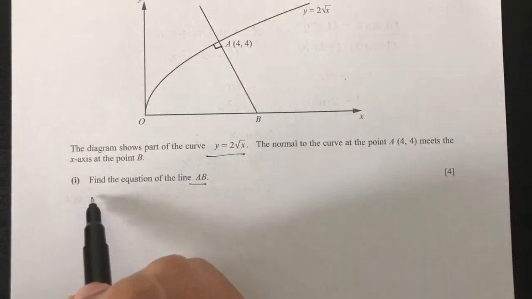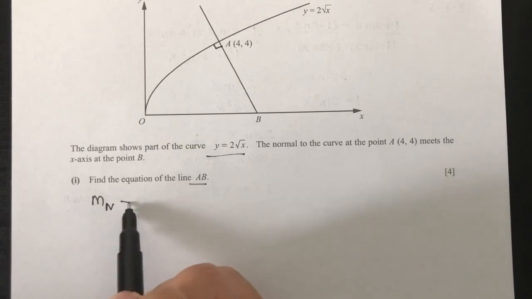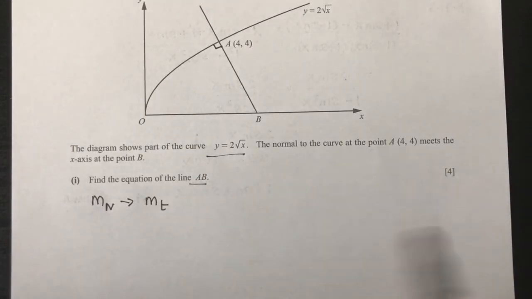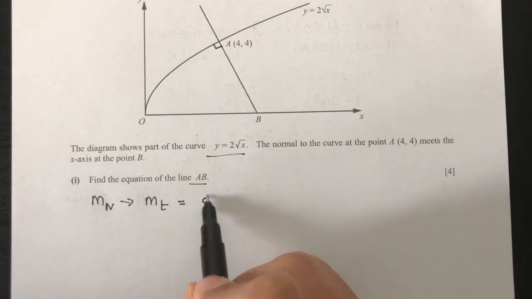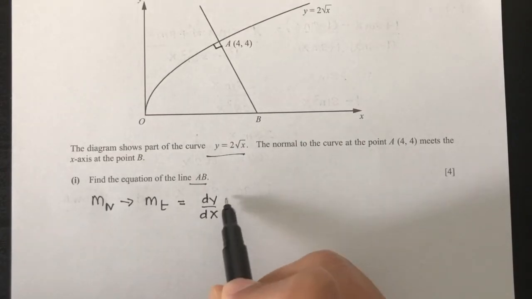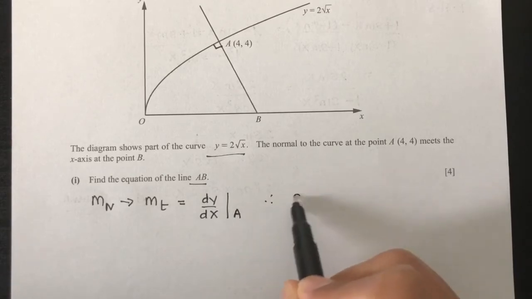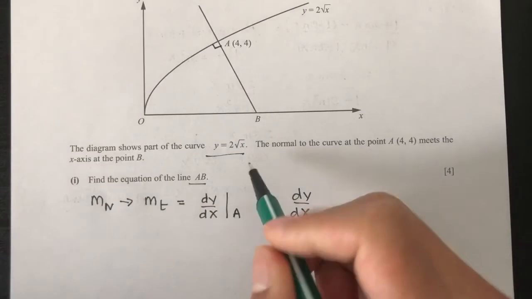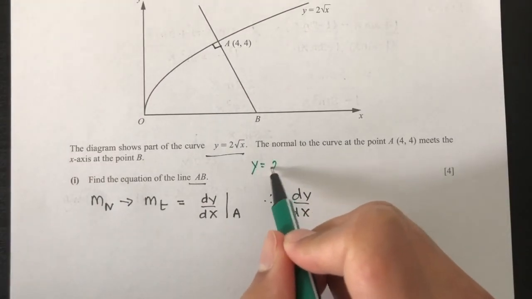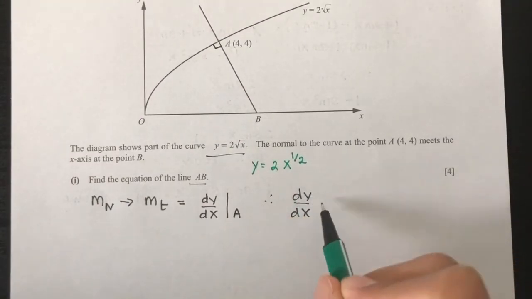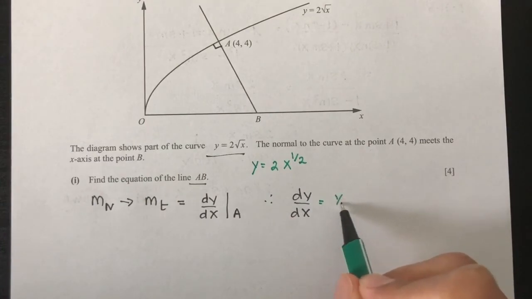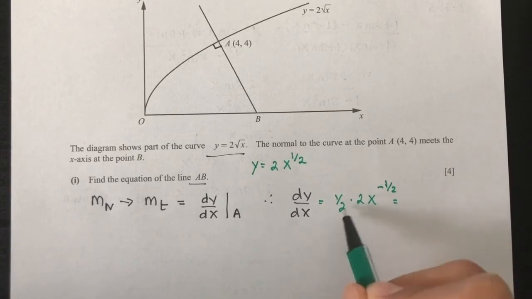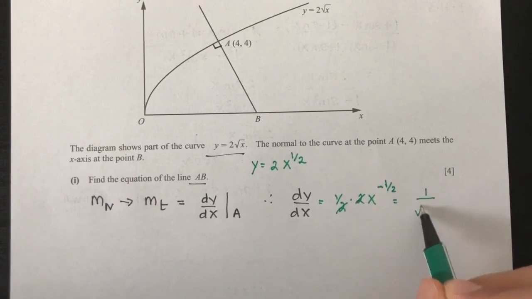So how do you find the gradient of the normal? You must first find the gradient of the tangent. Okay, let's do that. This is just dy by dx at the point A. So what is dy by dx? Now y can also be written as y equal to 2x to the power half. So dy by dx will be half times 2, times x to the power minus half. That will cancel out. You will have 1 over root of x.